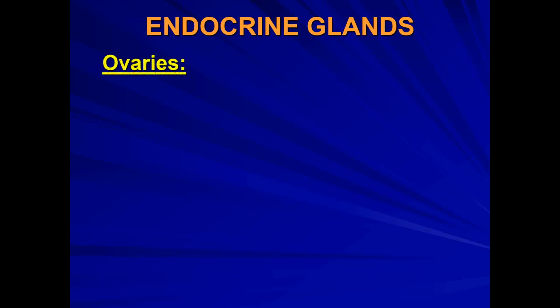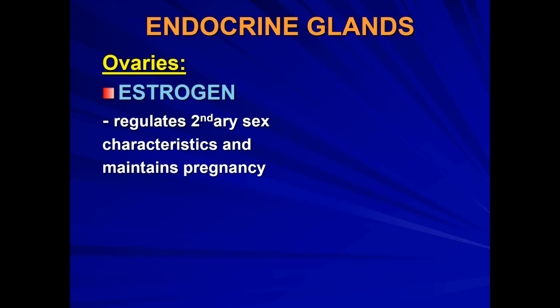We'll look first at the female anatomy. The ovaries are going to produce two important hormones. The first is what we call estrogen. Estrogen does a couple of things. It regulates secondary sexual characteristics and maintains pregnancy.